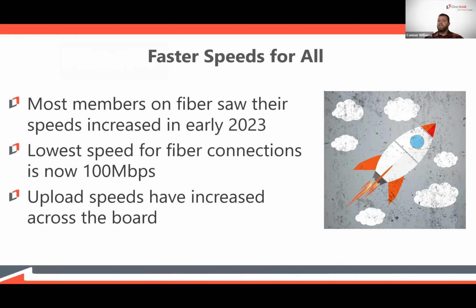Okay. And then just as a reminder here, most members on fiber saw their speeds increased earlier this year. We sent out letters to all members letting them know about the change and the new OMNI service. And the lowest speed for fiber connections now is 100 megabits per second. That's a really solid speed, and we're working to bring everybody up on fiber to that 100 megabits per second tier so they can have that quality experience.